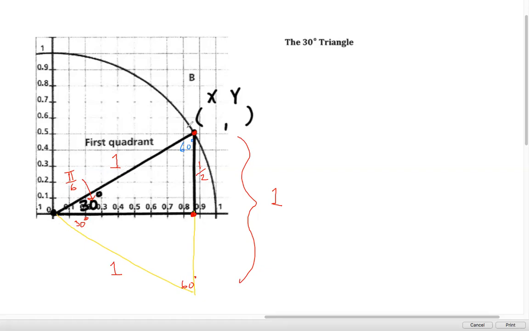It's clearly less than 1 because the hypotenuse is always the largest, and it's considerably longer than half. How do we figure it out? Well, we go back to good old Pythagorean theorem. So let's check it out.